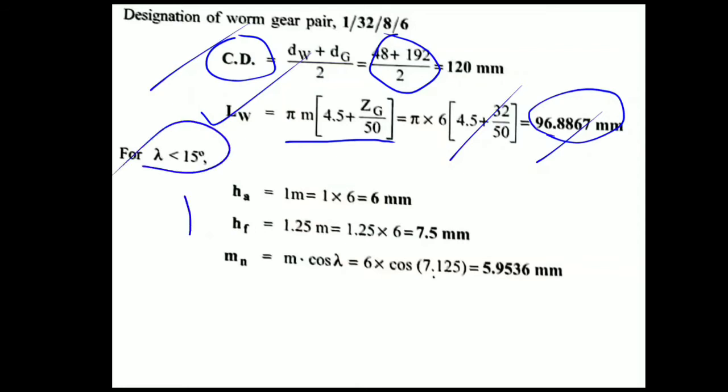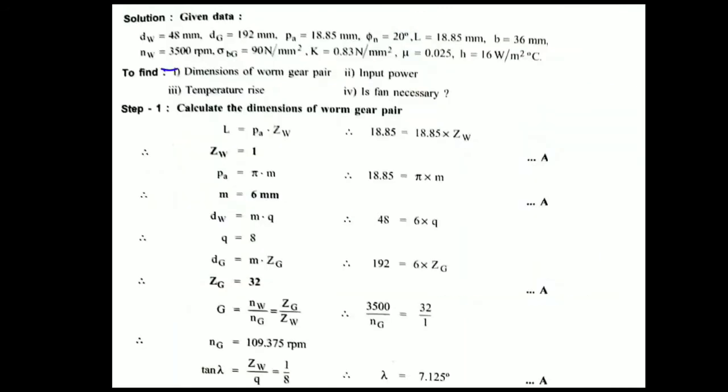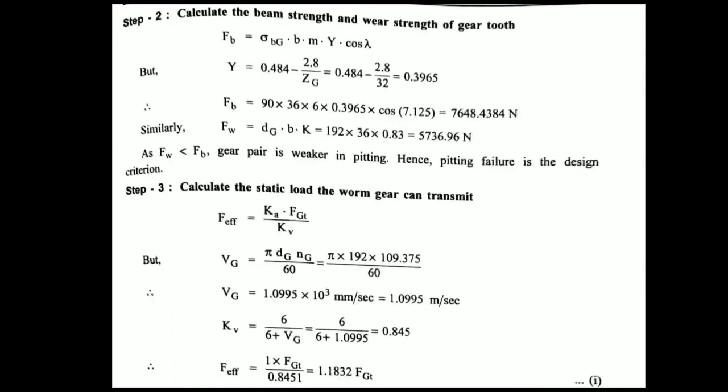So addendum, dedendum in terms of module, and normal module we have calculated. So these are the first part we have covered, that is the dimension of the worm. Now move toward the input power. Now step number 2, to calculate input power we must know basic things such as beam strength. I will have to use sigma B into module into Lewis factor into cos of lambda.